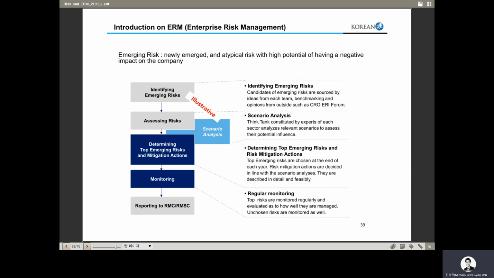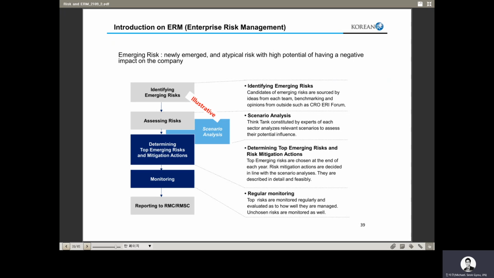Then we are analyzing scenario analysis. A think tank consisting of experts of each sector analyzes relevant scenarios to assess their potential influences based on the amount. Then we are determining top emerging risk and risk mitigation actions if required. Top emerging risks are chosen at the end of each year, and risk mitigation actions are decided in line with the scenario analysis that we've experienced.